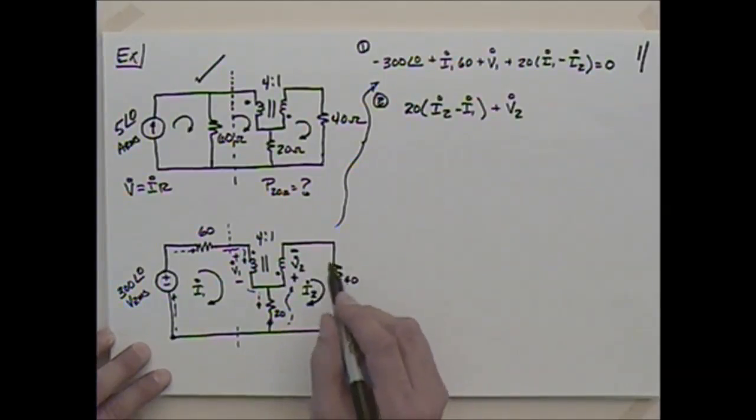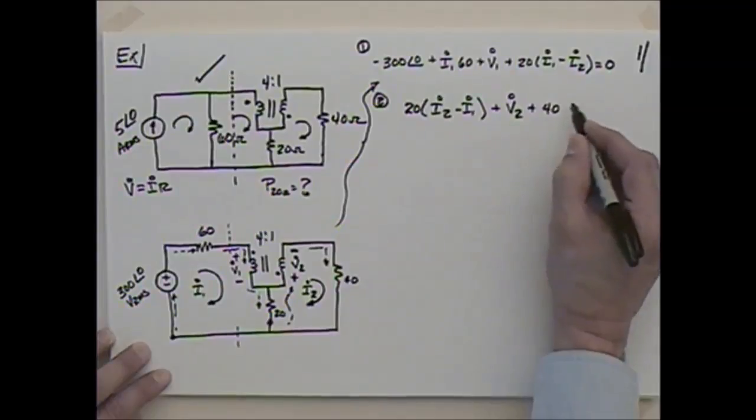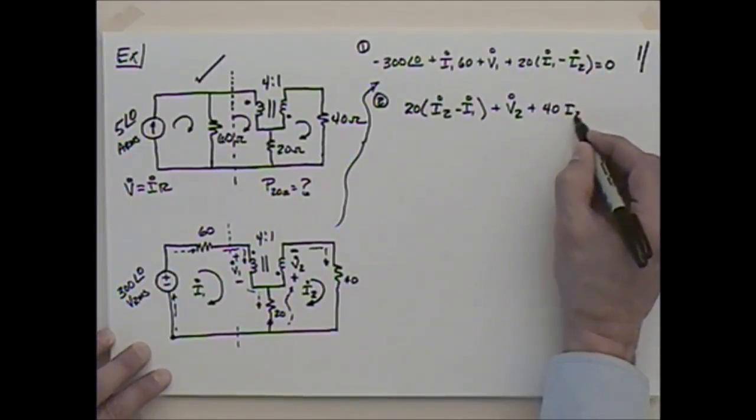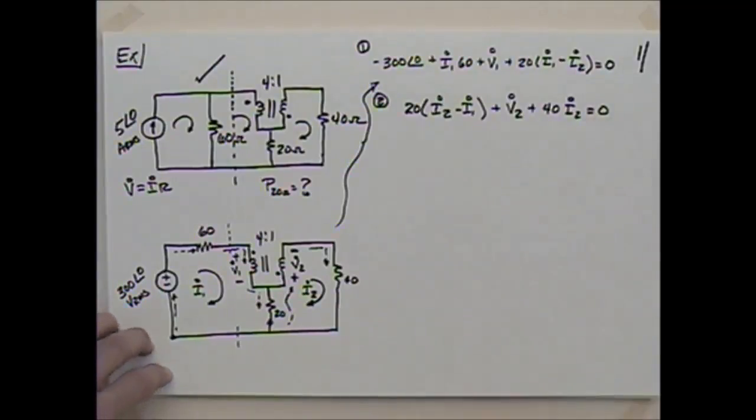So positive V2, and then as I turn and come around through this one, I'm going to have a positive 40 times I2. And that gets me back to my starting point, so I can say that's equal to 0. As I keep track of my equations and my unknowns, I did add another equation, but I also added another unknown, that V2. So now I have 2 equations and 4 unknowns. Where do I go from here?